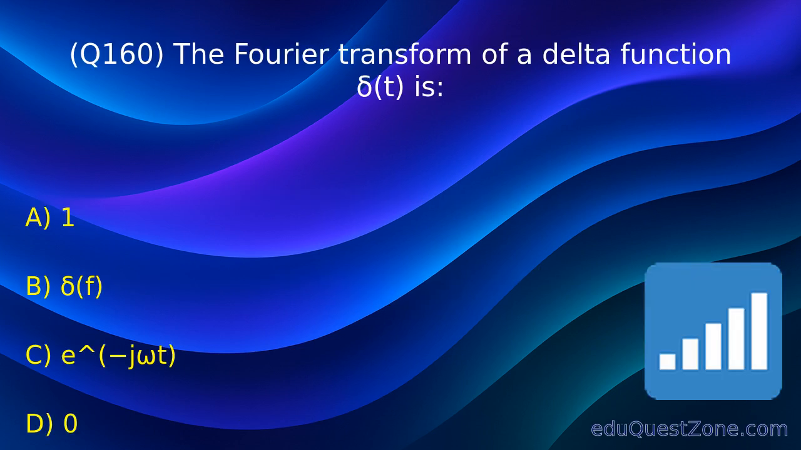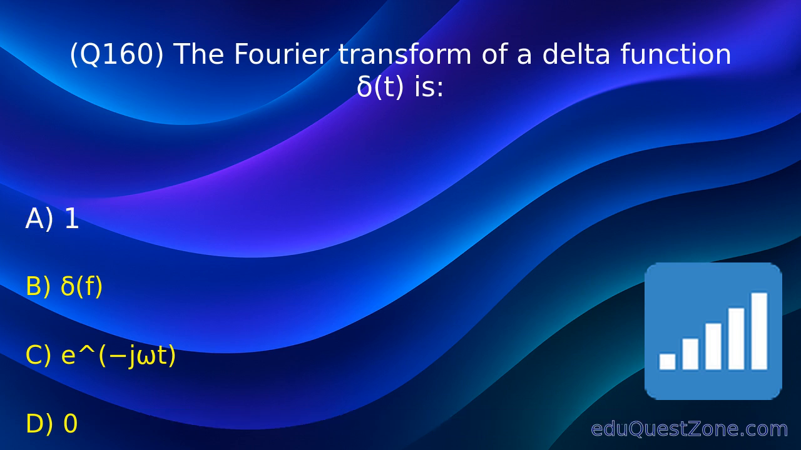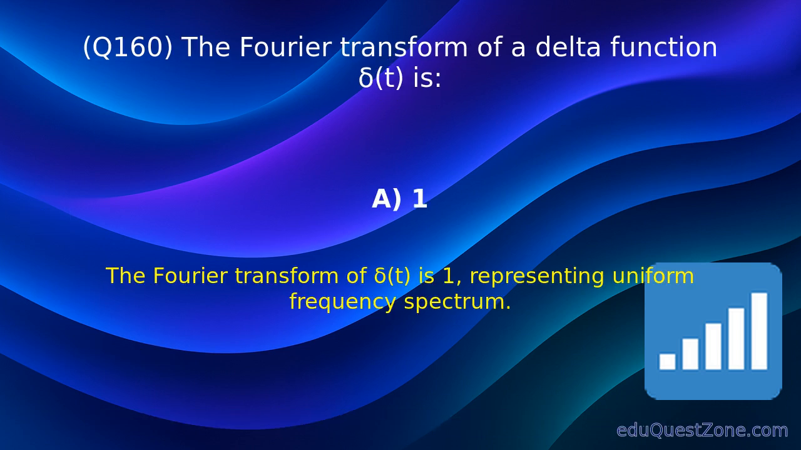Question 160. The Fourier transform of a delta function delta(t) is? Option A, 1. Fourier transform of delta function equals 1, constant across frequency.